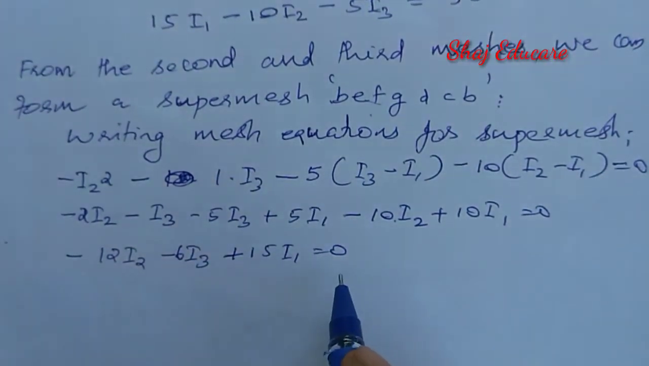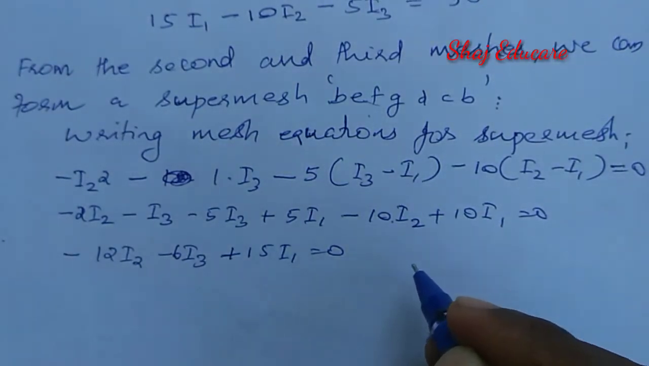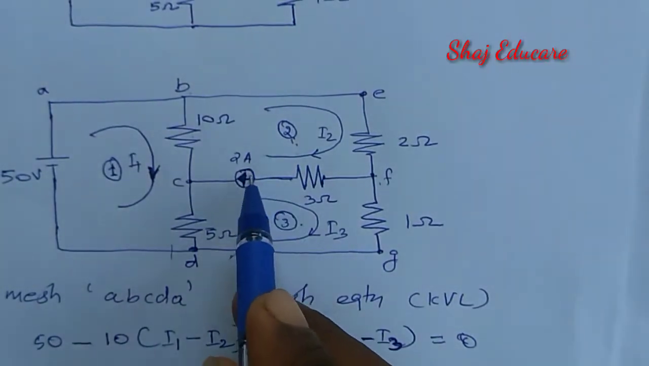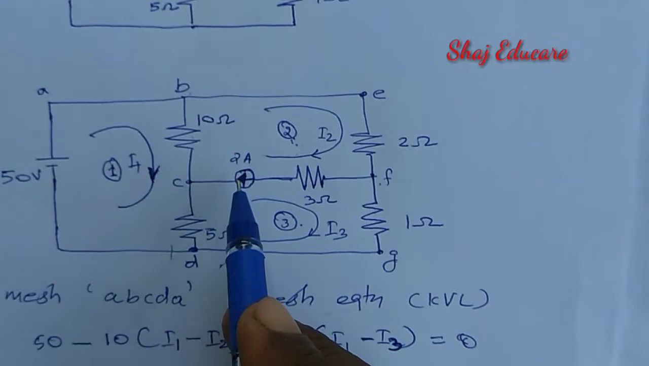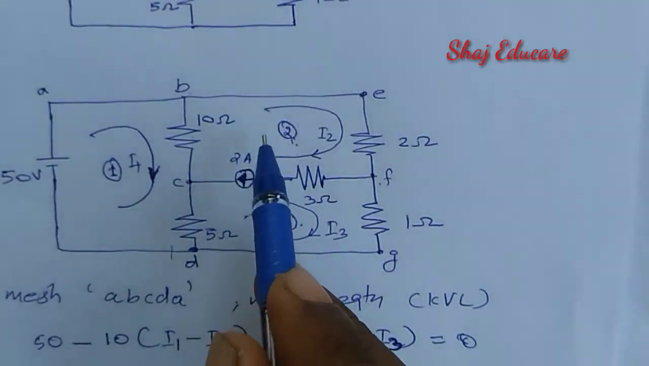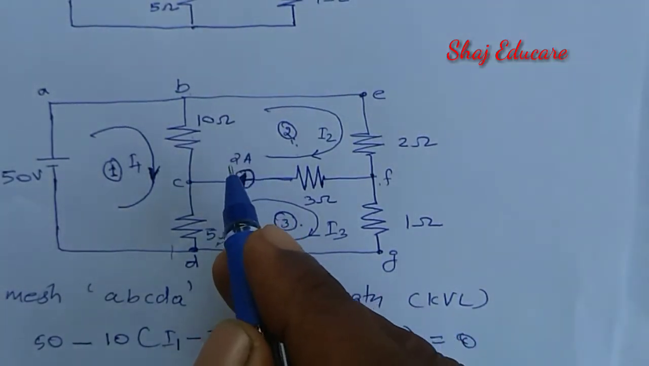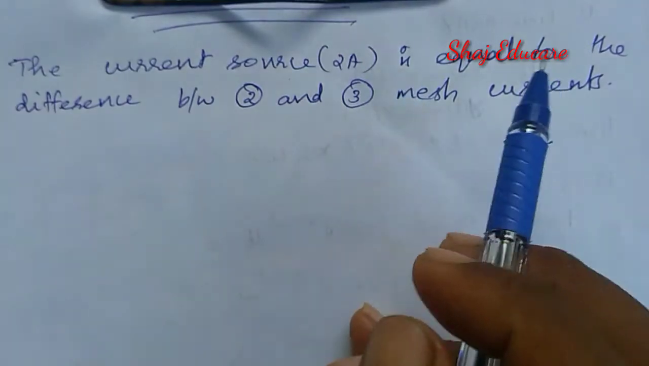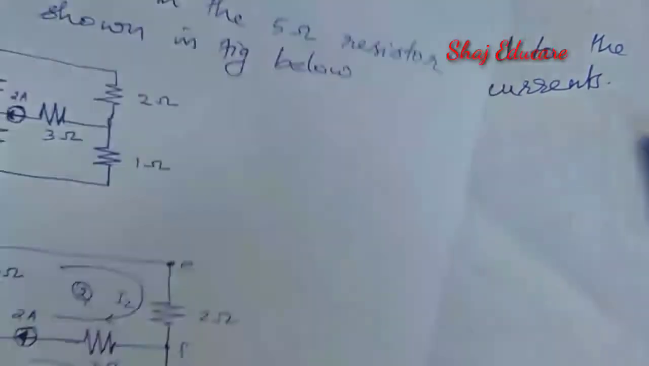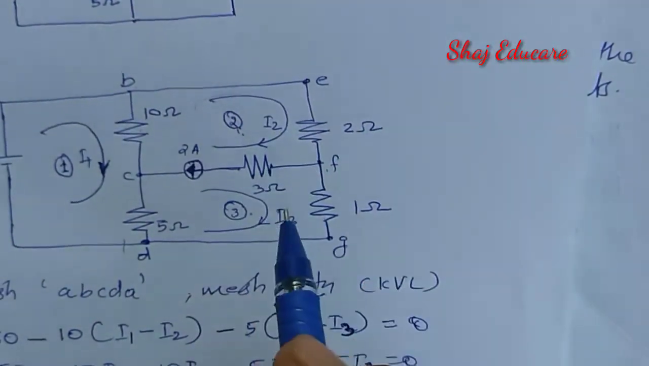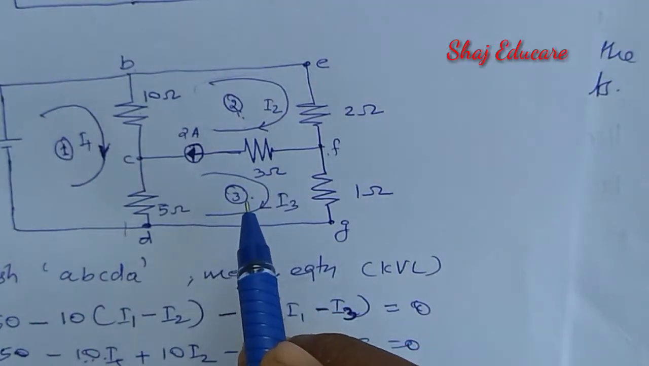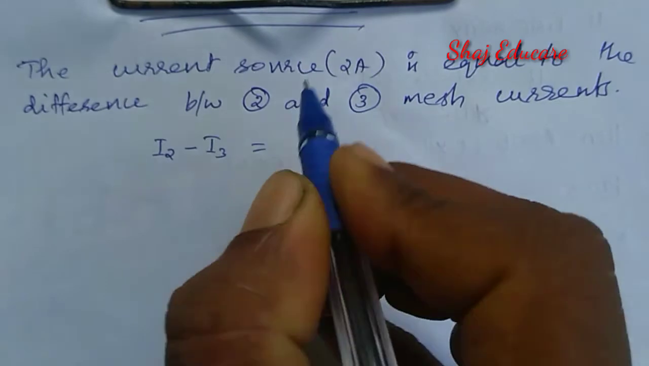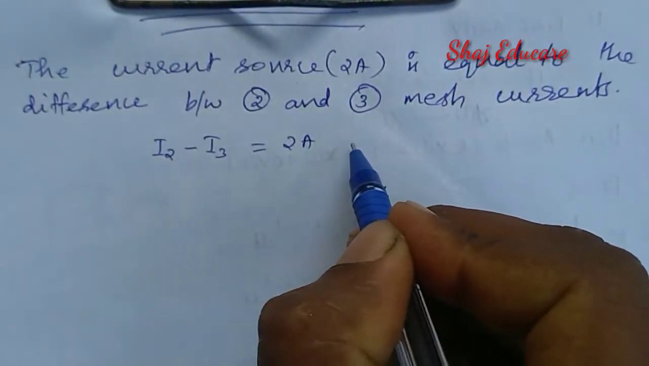Now we are going to mark it as equation number 2. Now we have to consider the current source 2 ampere also. So far we have not yet considered the current source 2 ampere. We have to write down a current equation using this current source. The current source is equal to the difference between the current flowing through mesh 2, that is I2, and the current flowing through mesh 3, that is I3. So let us write it as I2 minus I3, that is equal to the current source. Okay, this is our third equation.